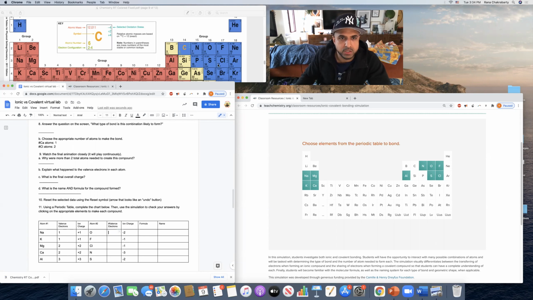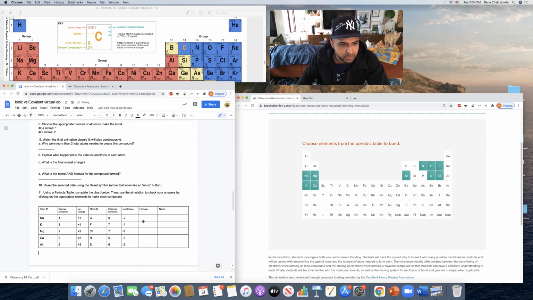The valence electrons for oxygen, if it's 2-6, we said 6, 7, 7, 5, and it should be 6. So for the formula, you have to balance them out. But let me write the names first.